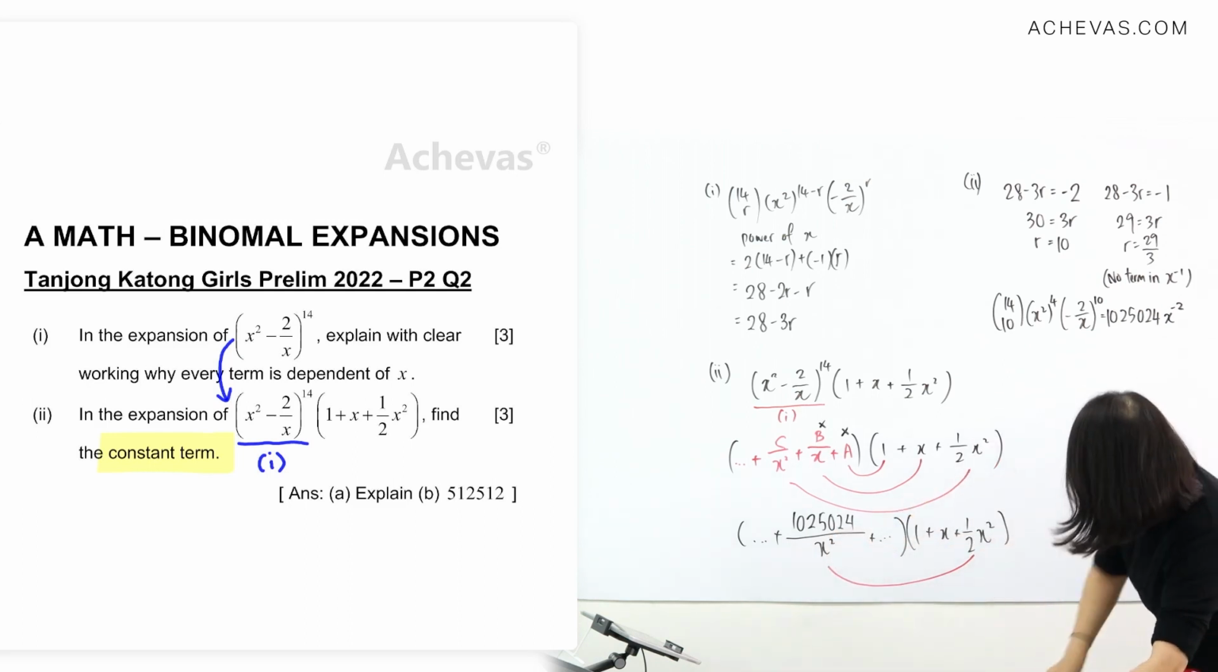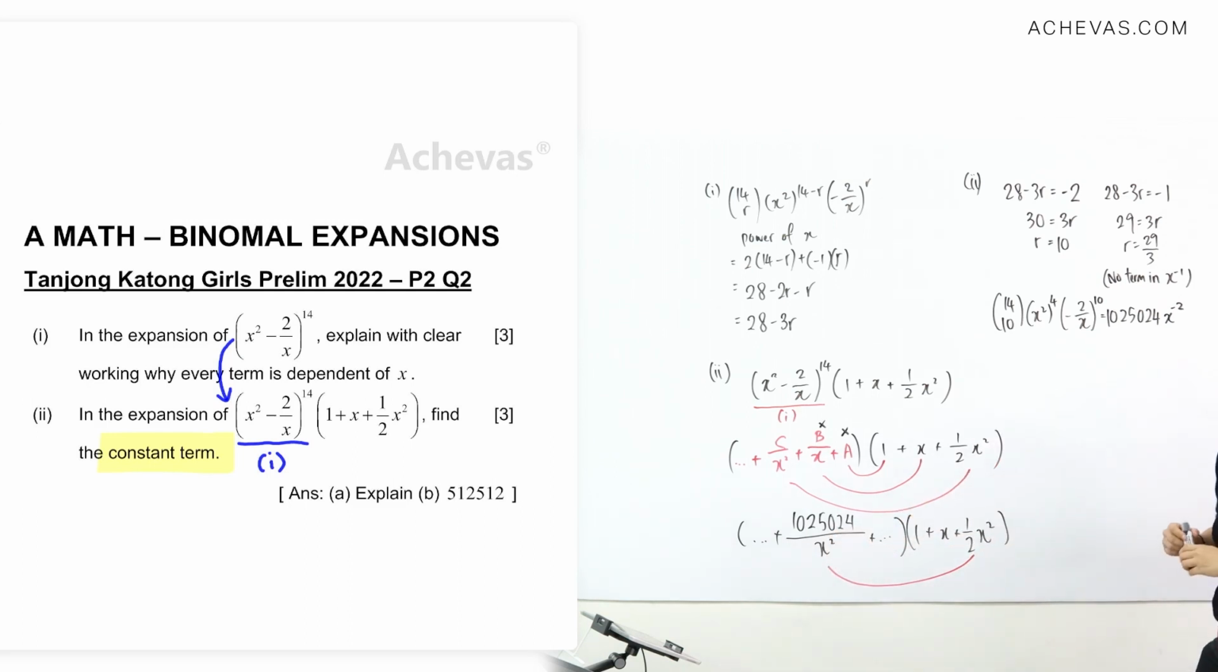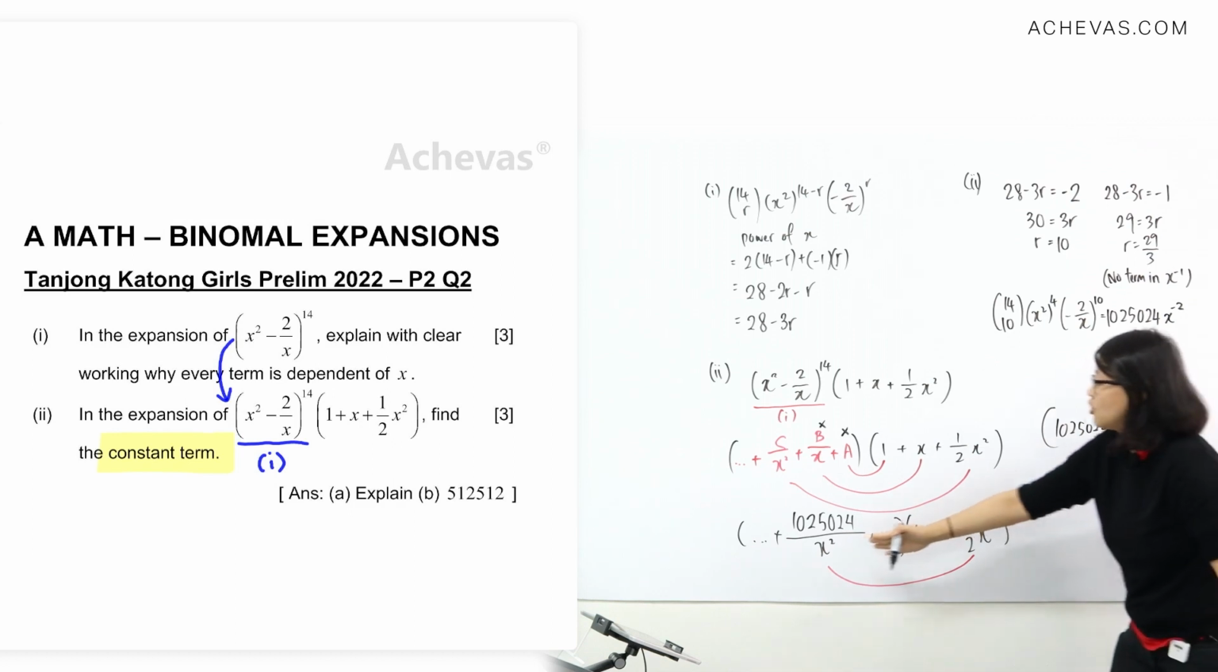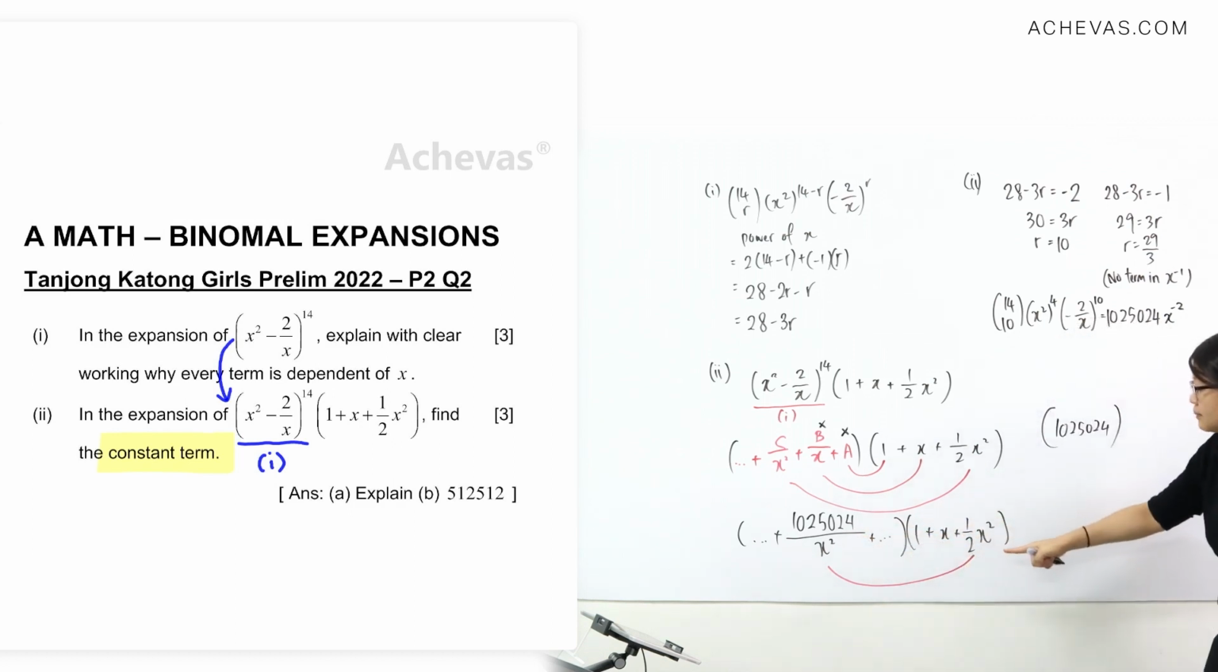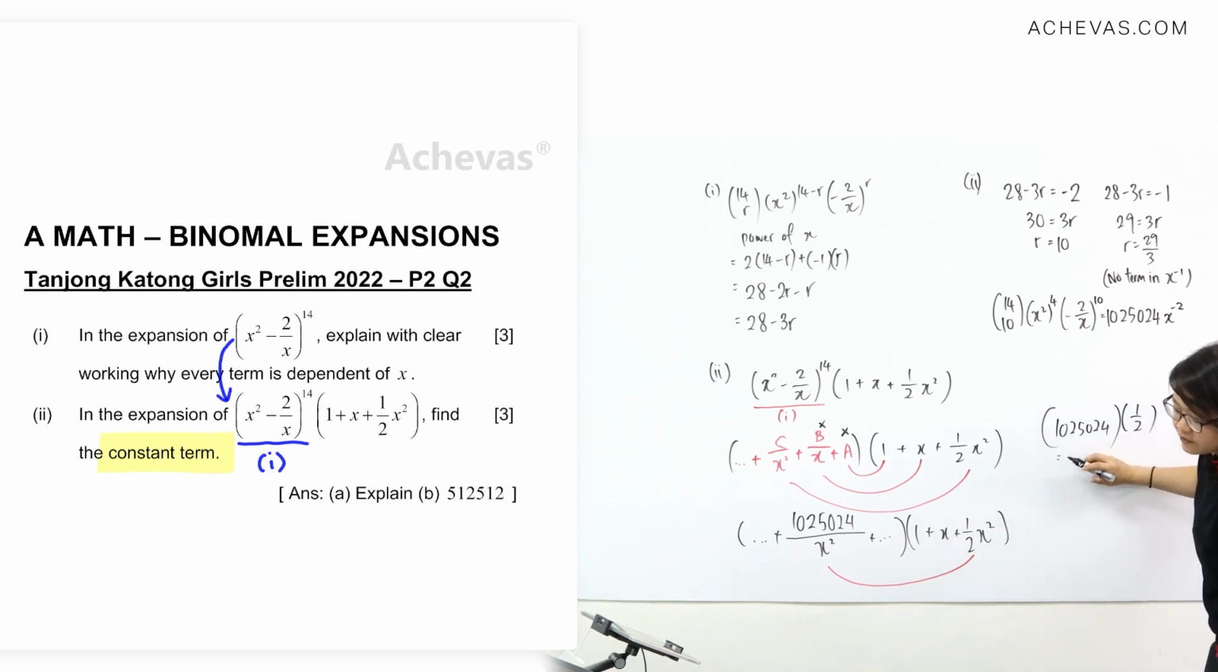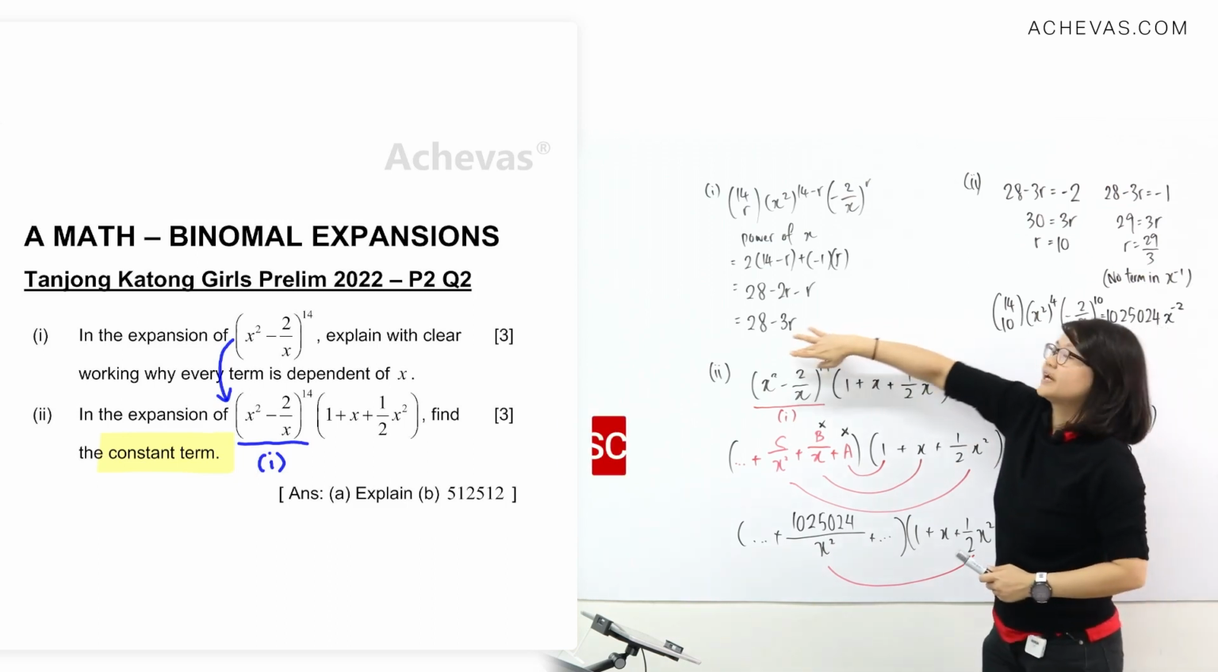Okay, so I'm going to work it out just pulling out the coefficient. So I will have 1025024, which is the coefficient for x power -2, multiplied by the coefficient here, which is half. I will get my answer as 512512. Okay, so this one is the constant term when you multiply these two brackets together.